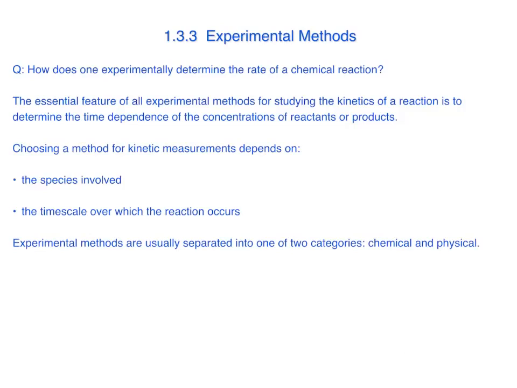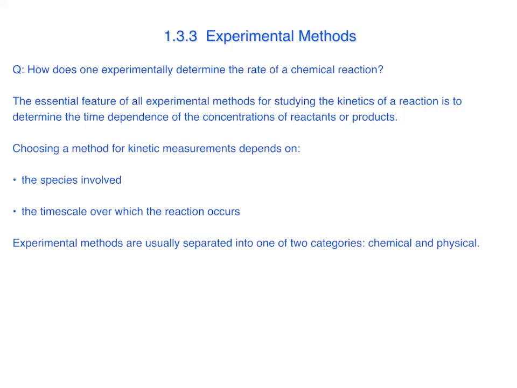In this video, we're going to cover section 1.3.3 on experimental methods. So the question we ask is, how does one experimentally determine the rate of a reaction? Well, the essential feature of all experimental methods for studying the kinetics of a reaction is to determine the time dependence of the concentrations of reactants or products.